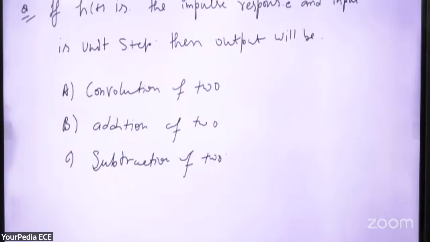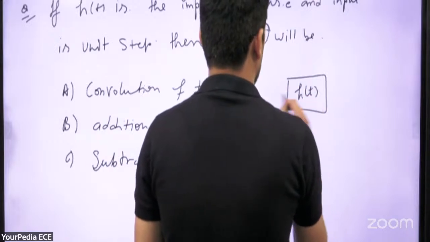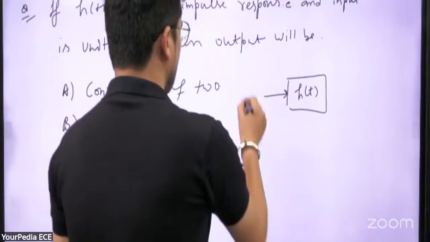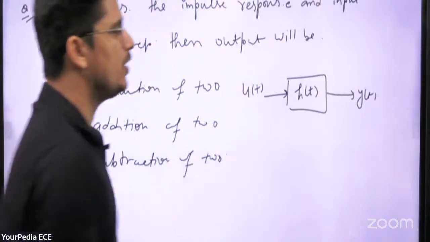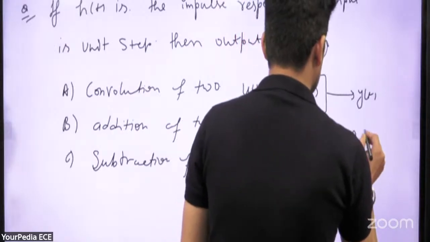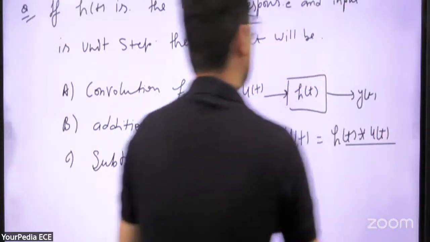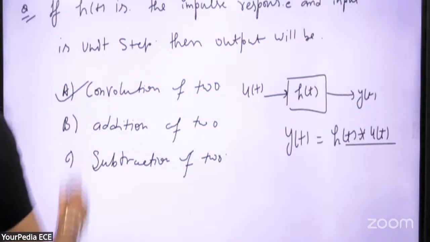Does anyone remember this question? Whenever you have an impulse response h of t, and as input we give u of t, and we are calculating the output y of t, the output for any LTI system is always the convolution of the impulse response with u of t. So the answer will be A, the convolution of the two signals.